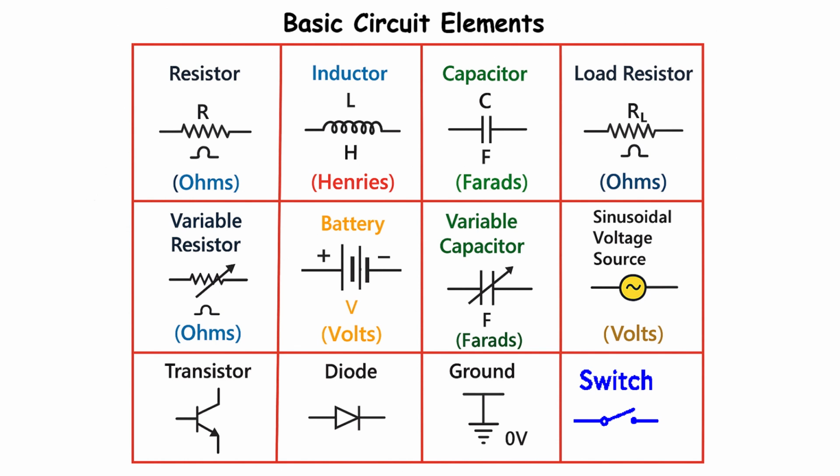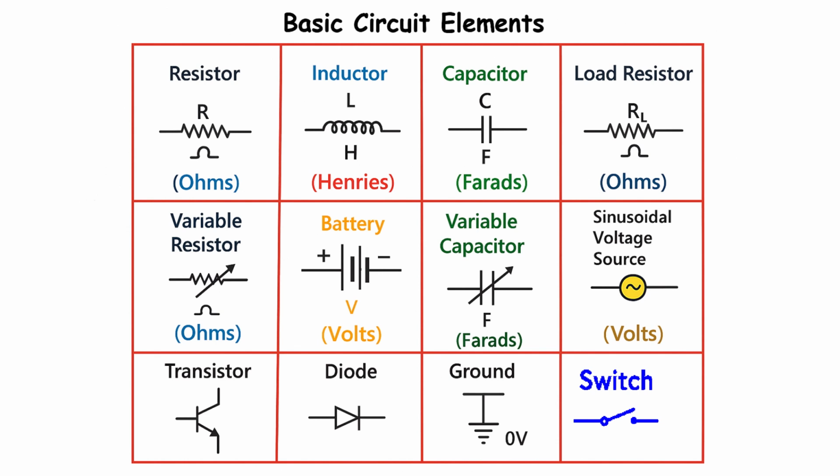And finally, we have the switch. This one is the most straightforward of all. A switch simply opens or closes a circuit. Its symbol looks like a break in the wire with a little lever. When the switch is open, like a drawbridge that's up, there is a gap in the circuit, and no electricity can flow. When the switch is closed, the bridge is down, the path is complete, and electricity flows. A light switch on your wall is the perfect example.